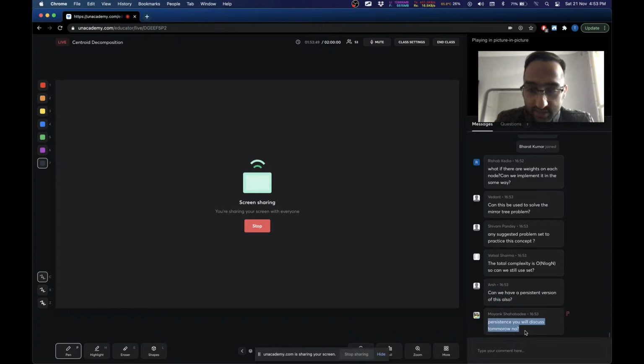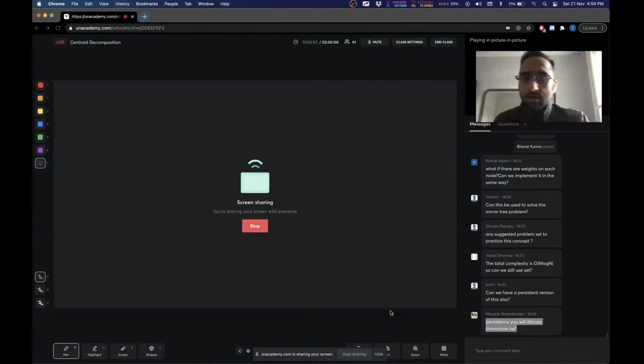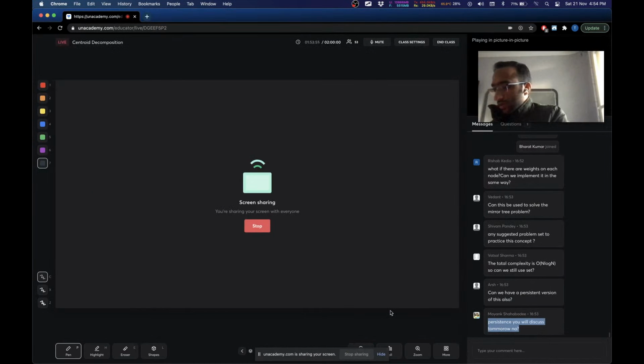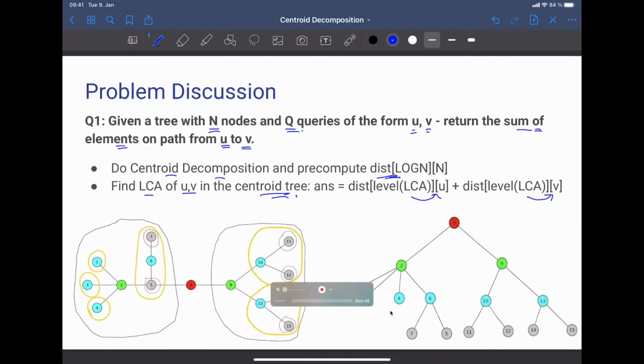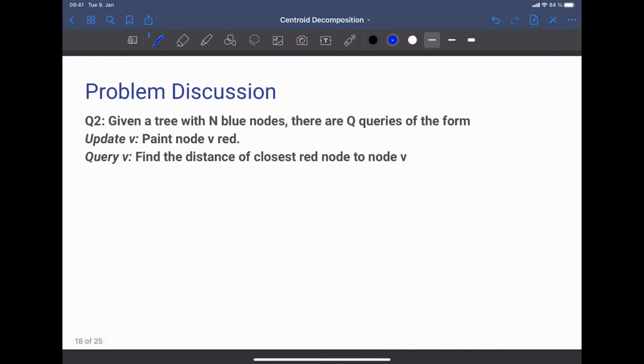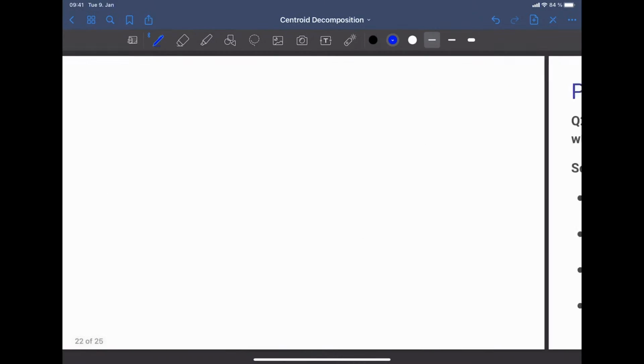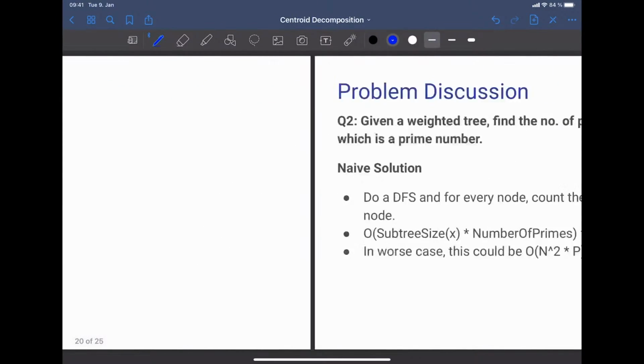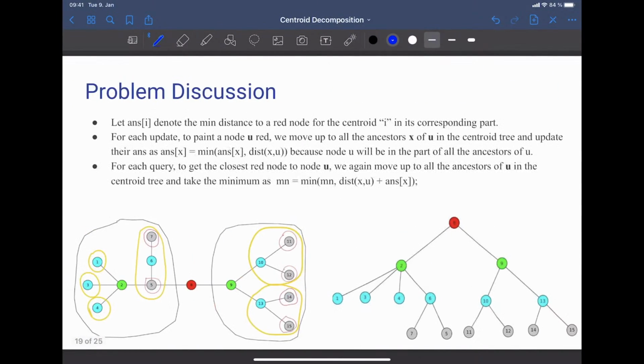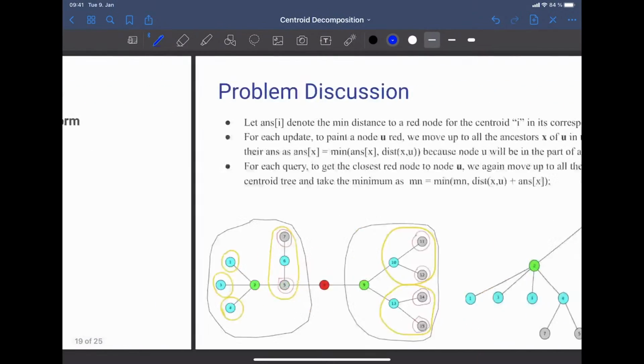Okay, coming back to the agenda for today. We have discussed this question, and we have also seen the implementation. I had two more problems in mind to discuss, which I had written in these slides. I don't think we have enough time to go over these problems today. We only have a few minutes left.